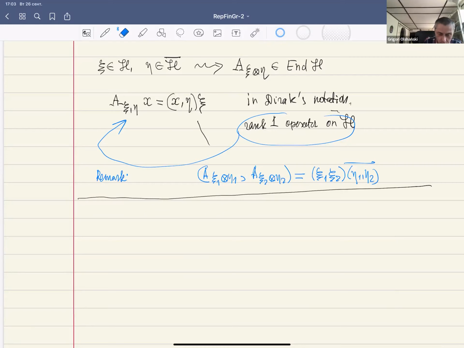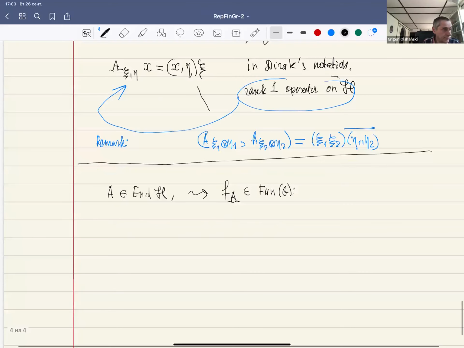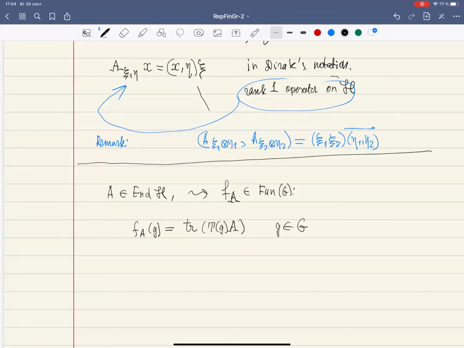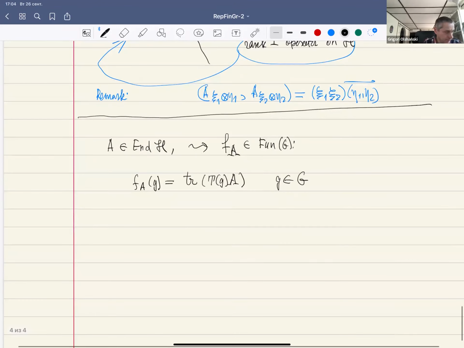So let A be an arbitrary operator. And I assign to it a function on our group, which is defined as follows. The value at g is equal to the trace of the product of these two operators. Are these functions valued in the field? They are all complex-valued, everything is over the field of complex numbers. One could actually avoid this in some places, but let's not deal with generalizations now. The base field is the complex numbers.